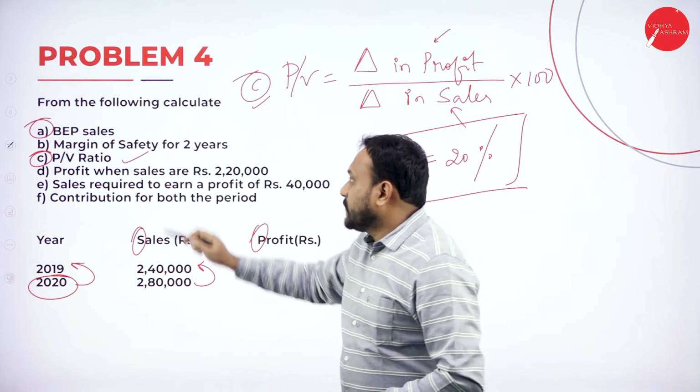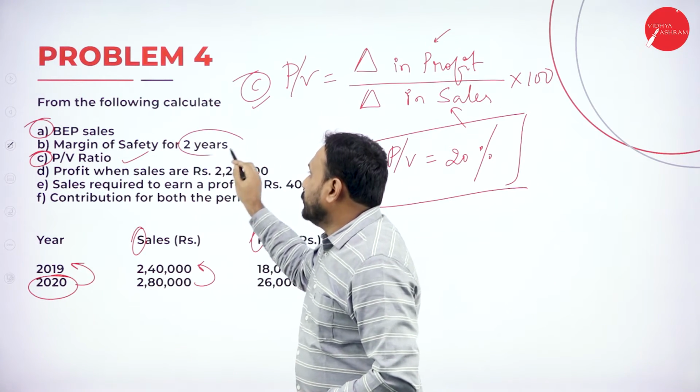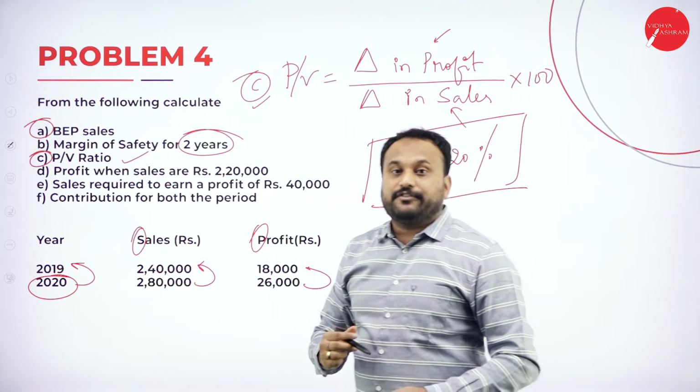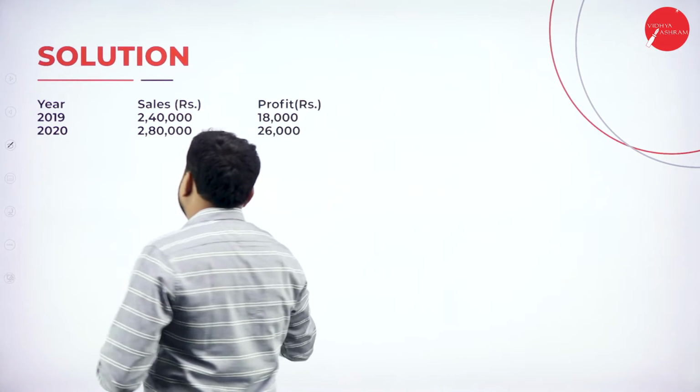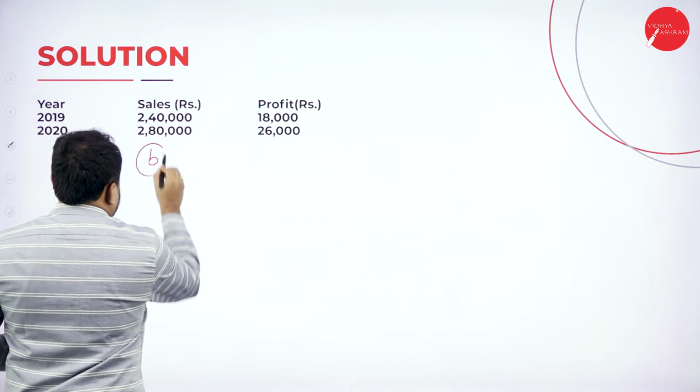Next we went with A. Now what is the question? Margin of safety for 2 years. Margin of safety for 2 years. I'll show you here how to calculate margin of safety, and that is B.